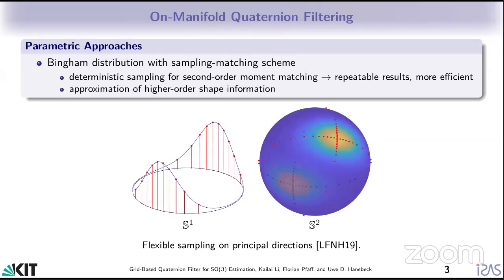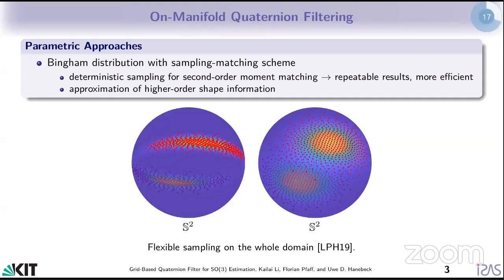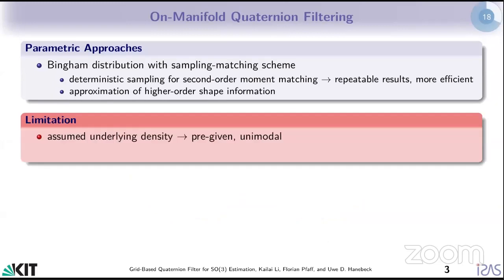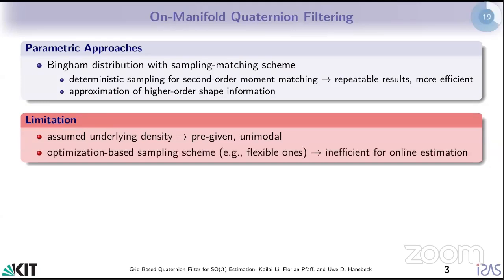To approximate higher shape information, sampling approaches generating arbitrary numbers of samples were also done, first proposed on principal directions, then on the whole hyperspherical domain. The limitation of the parametric approach is quite obvious. There needs to be a pre-assumed probability density function of parametric form, which can be easily violated by an underlying distribution of arbitrary shape. Also, the sampling scheme itself involves optimization, which lacks efficiency for online estimation.